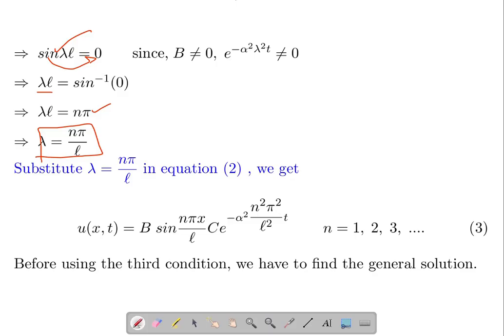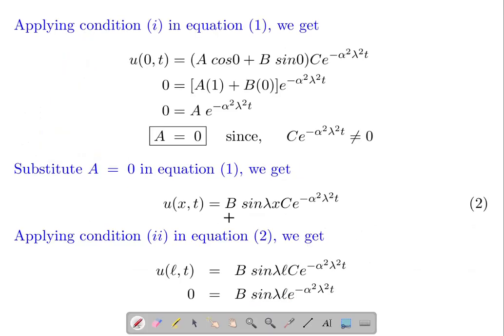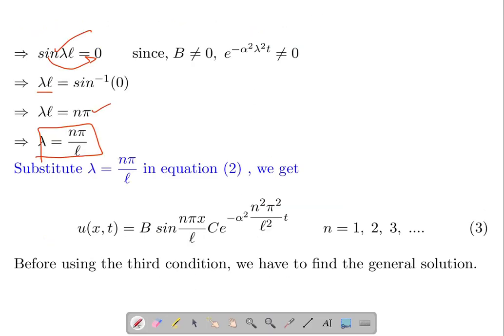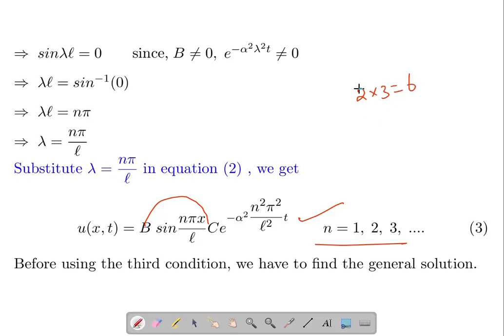Now I replace lambda equal to n pi by L in the updated solution. Instead of lambda, I replace n pi by L. So we get b into sin n pi x by L, c into e power minus alpha square n square pi square by L square into t. Here n runs from 1 to infinity. b is a constant term, c is another constant term, so b into c gives another constant.